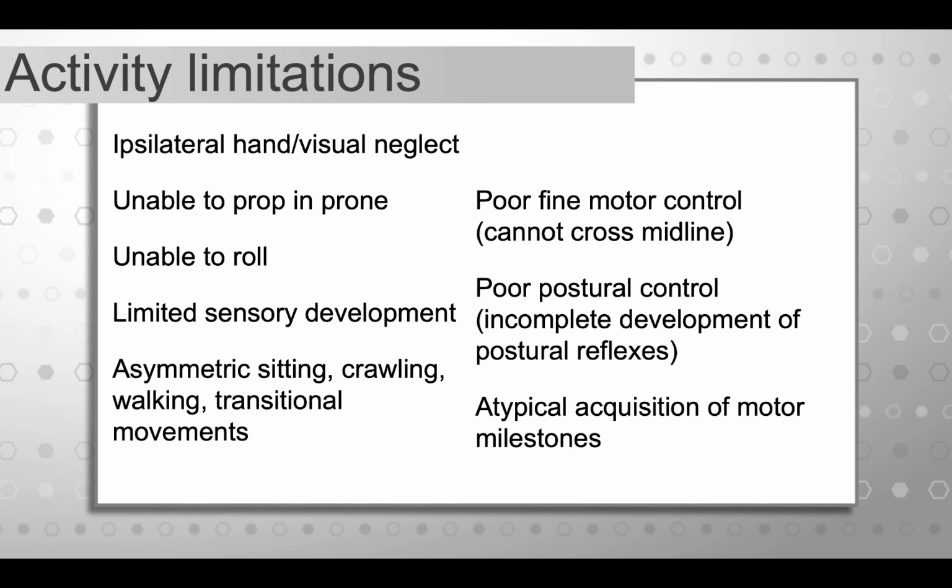Again, if we're not able to get this treated and nipped really early on, baby may experience asymmetric sitting, walking, crawling, and transitional movements. Fine motor control can be an issue. So if I have difficulty bringing my hands to midline or crossing midline, that's going to impact my ability to develop good fine motor skills. Poor postural control and general atypical acquisition of motor milestones can occur.